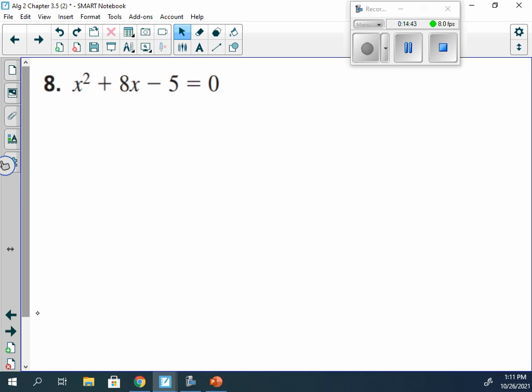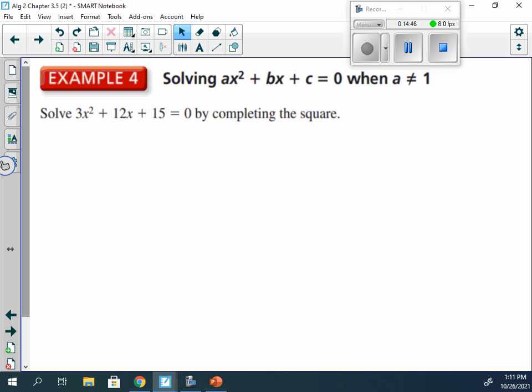Okay. Let's look at this one. Example 4, because it should be the one after the one we just skipped, number 8. What is different in this one here than the one we just did? A is 3, yes? A is not 1. Because our first main step in solving this is what? Is a equal to 1? If not, make it so.